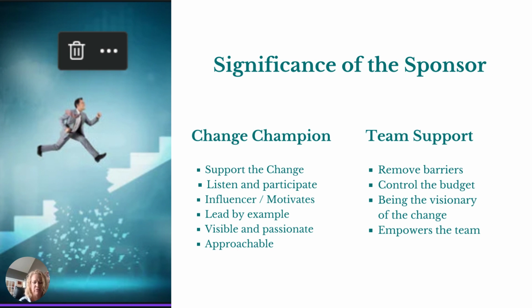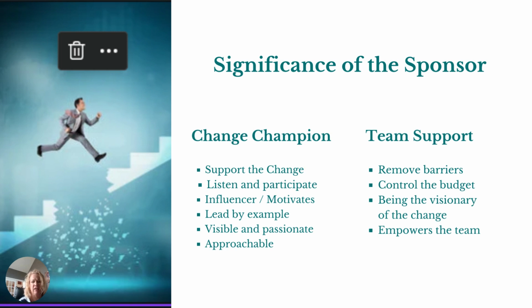Like I said, they support everything about the change. They listen and participate in the project meetings. They communicate and motivate others. They are the first to adopt the change. Therefore, they're leading by example. They continue to be visible and passionate about the change.